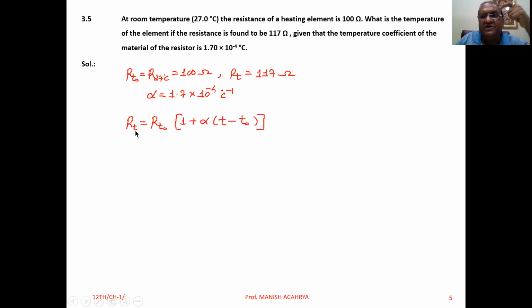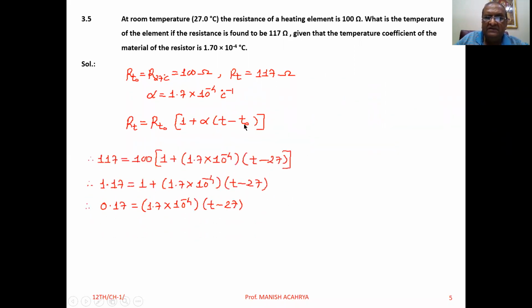Now we have the equation: R at any temperature T equals R at reference temperature T0 into 1 plus alpha into T minus T0. So substitute the values. R at temperature T is 117. R at temperature T0 is 100, into 1 plus alpha, that is 1.7 into 10 raised to minus 4, into T minus T0, that is 27.